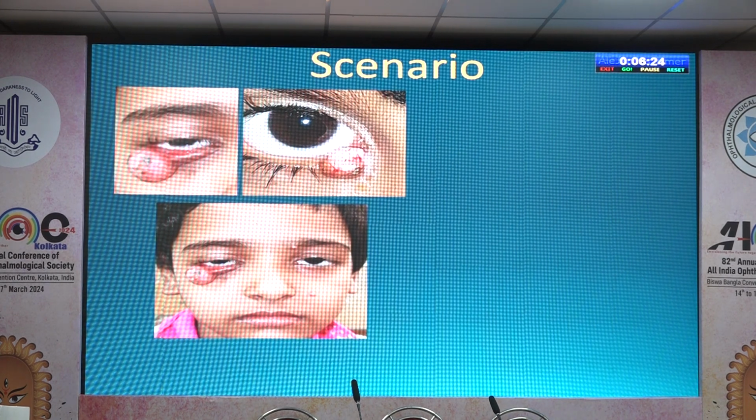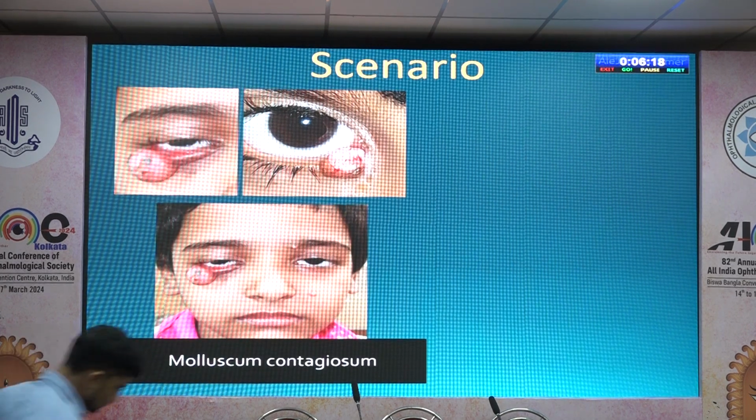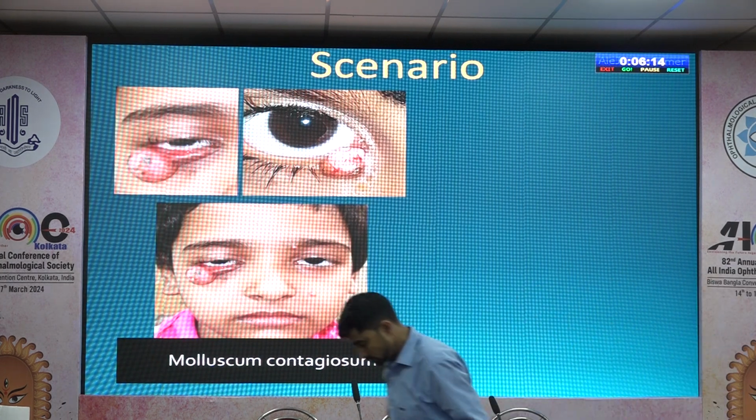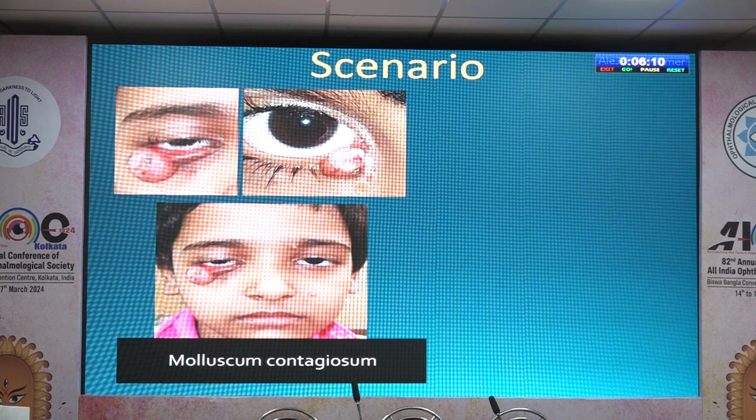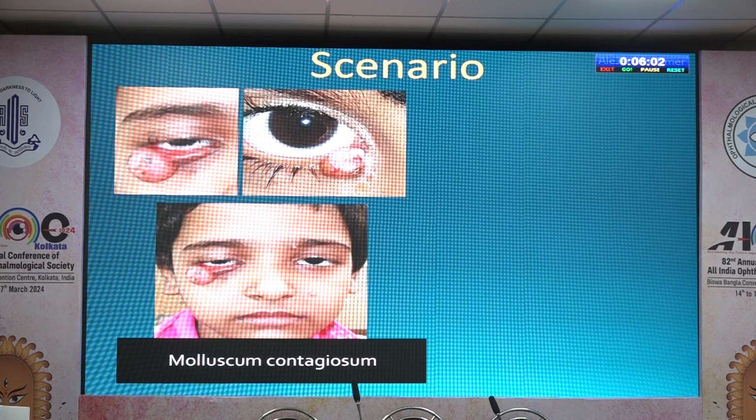So this is molluscum contagiosum. These are caused by pox virus. This is too large actually, too large. But yes, sometimes you can get it. They first proliferate, then they ulcerate, then they gradually resolve.